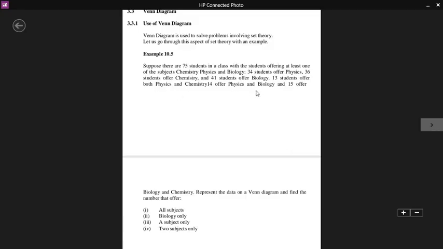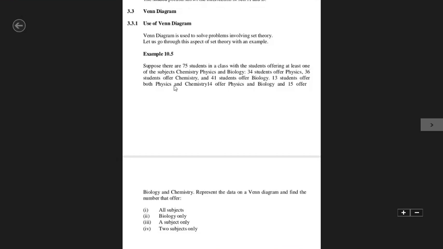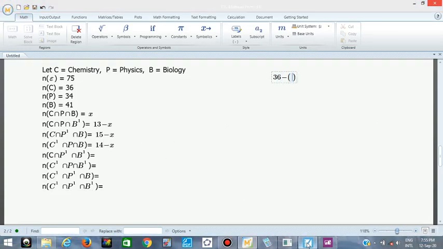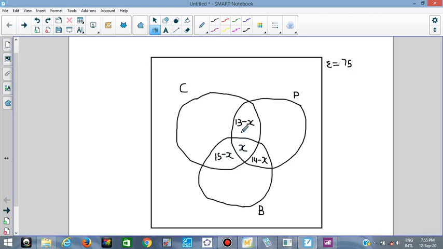It says 36 students offered chemistry. So if 36 students offered chemistry, what am I going to do? We need to solve it here. It will now be 36 students minus, we need to open bracket, minus those that offer this, this, and this. You can see the circle of chemistry. You need to take all these ones out of 36: 15 minus x plus x, then plus 13 minus x.